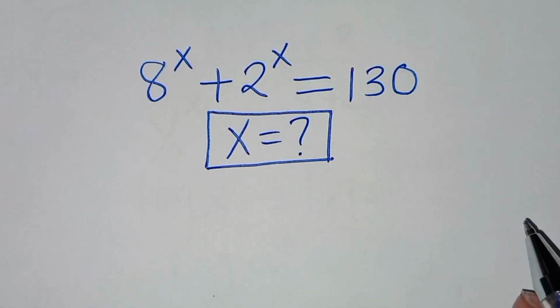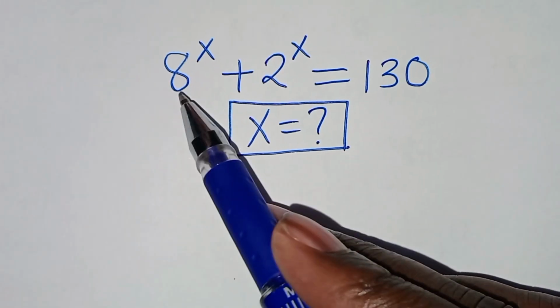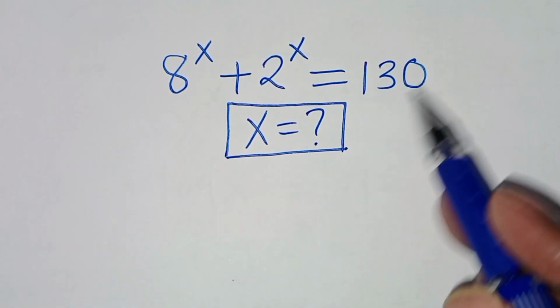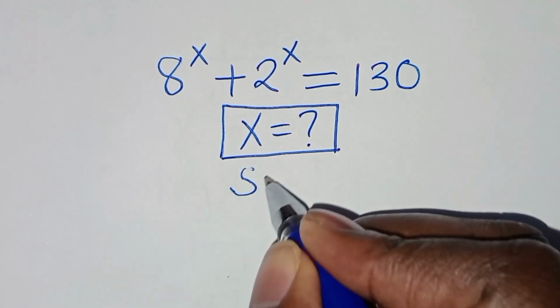Hello everyone, you're welcome to solve this nice exponential equation, which is 8 to the power of x plus 2 to the power of x. This is equal to 130. So what is the value of x? Now let's present the solution from here.